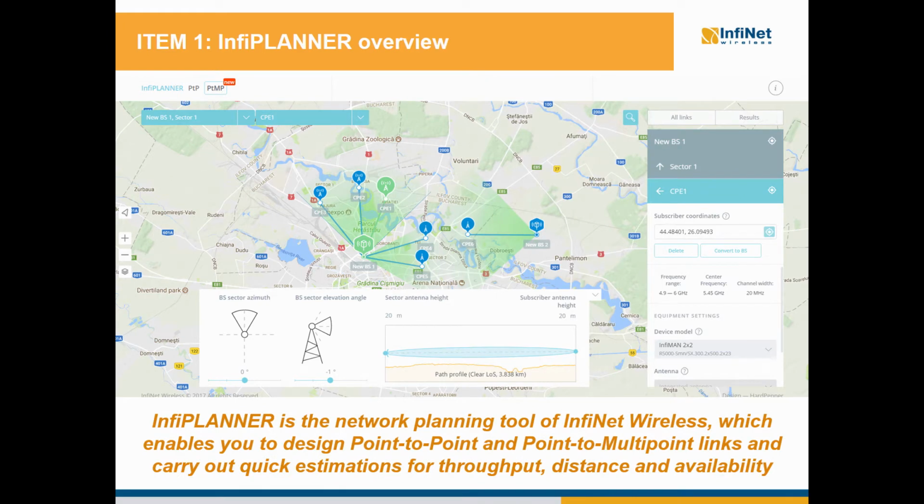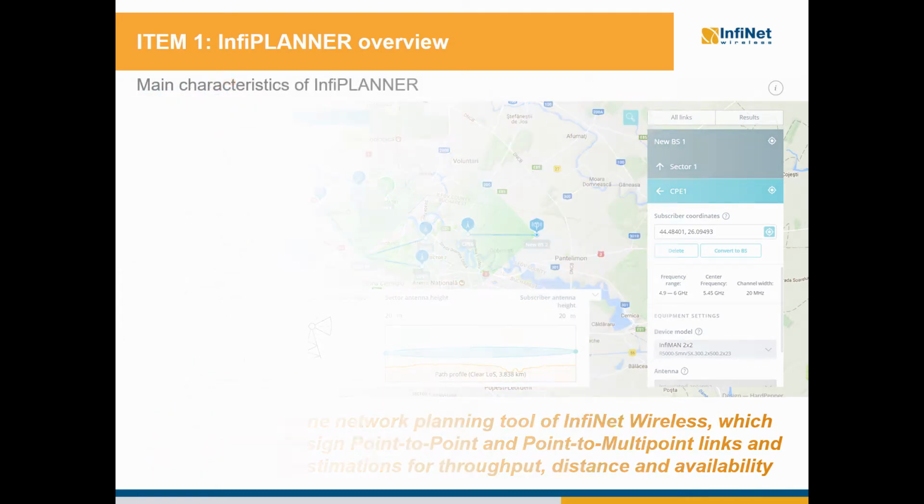As you probably know, InfiPLANNER is the radio network planning tool of Infinet Wireless, which enables you to design point-to-point and point-to-multipoint links and carry out quick estimations for throughput, distance, and availability. InfiPLANNER has been available for over a year, but until recently it only offered support for point-to-point connections. Last year we made a screencast about InfiPLANNER point-to-point, so if you are not familiar with the tool, please watch the video on our YouTube channel.